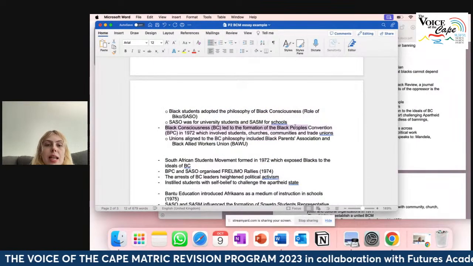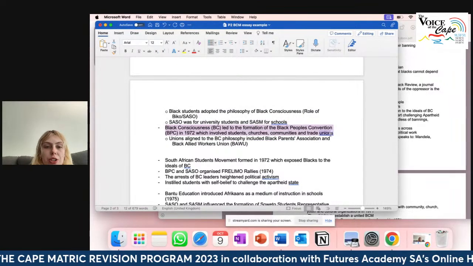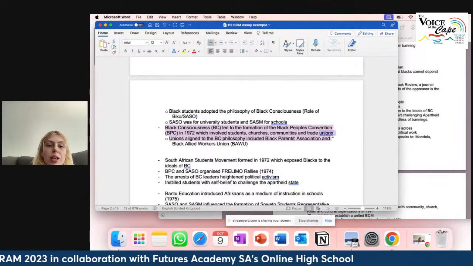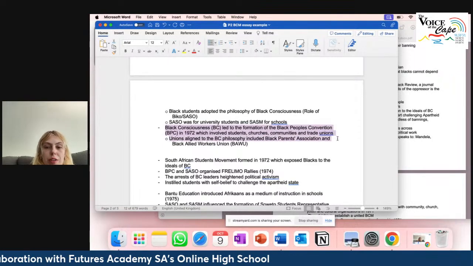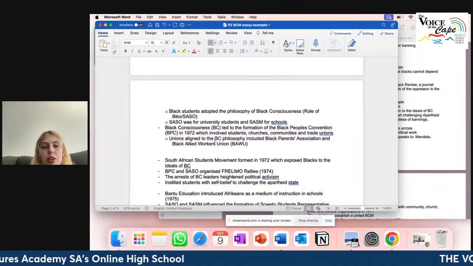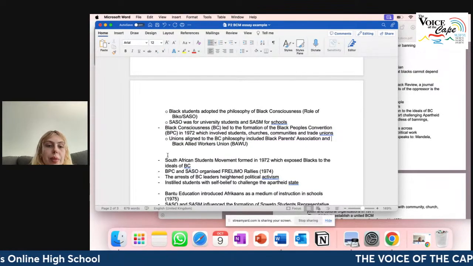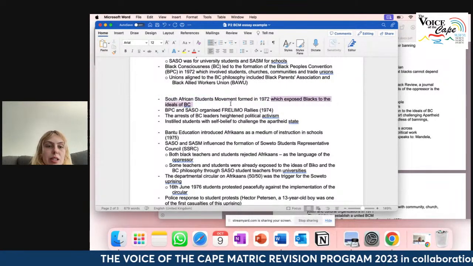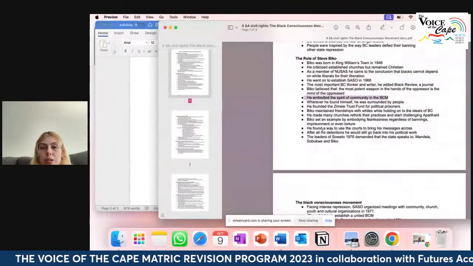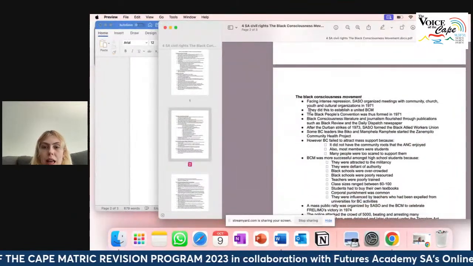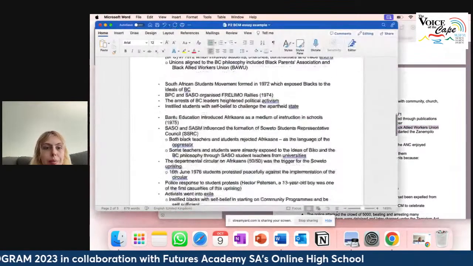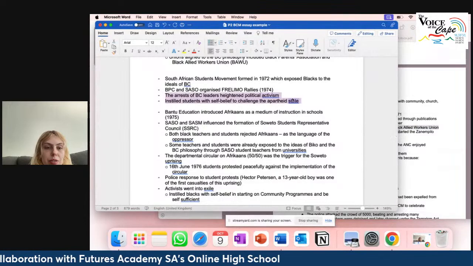Black consciousness led to the formation of the Black People's Convention, which involves students, churches, communities, and trade unions. The unions aligned to the Black consciousness philosophy included the Black Parents Association and the Black Allied Workers Union. South African Students Movement formed in 1972, which exposed Black people to the ideas of the Black consciousness movement. So that's here, the Black People's Convention, SASO, where they organized rallies.